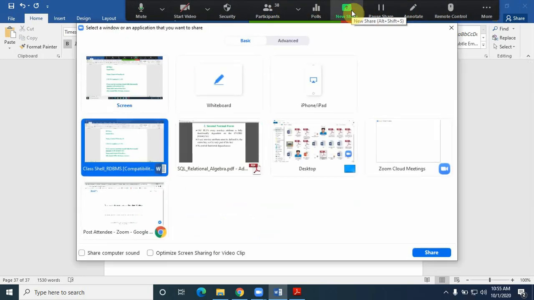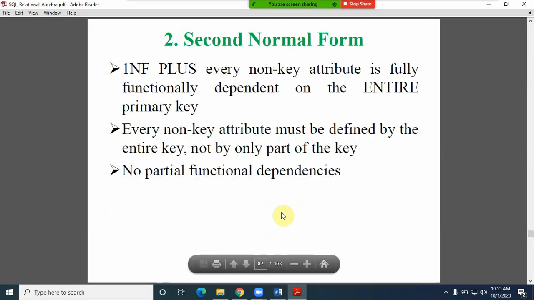Second normal form. Just observe the example I have taken. Again I am repeating, a table is said to be in the second normal form if first it satisfies the first normal form, and every non-key attribute is fully functionally dependent on the entire primary key. Maybe that primary key is a combination of the corresponding keys, and make sure that the non-key whatever I am considering is fully functionally dependent on the complete primary key. So every non-key attribute must be defined by the entire key, not by only part of the key. That is the important point, friends.